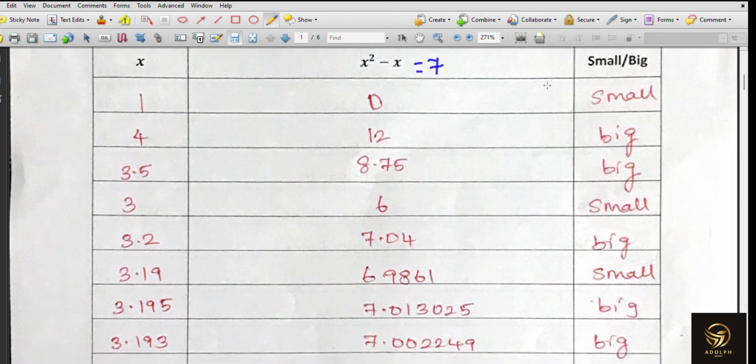x squared minus x equals 7, they have given. So first, in your calculator you have to substitute 1. 1 means the variable gets replaced by 1 squared minus 1. So this is what you have to type in your calculator. I'm getting 0, but I want an answer which should be equal to 7. So is the value I got small or big? They have given one space here with a column. You can write here whether it is small or big. It is small. Then I'm trying 4. You know that 4 means you have to type 4 squared minus 4 in the calculator. It is 12. So big.